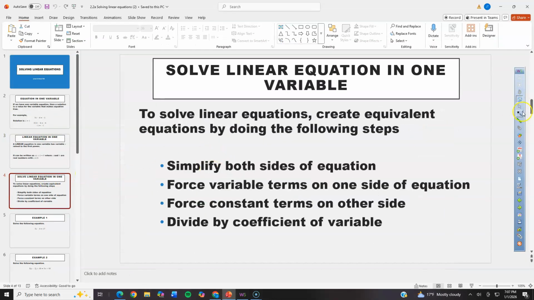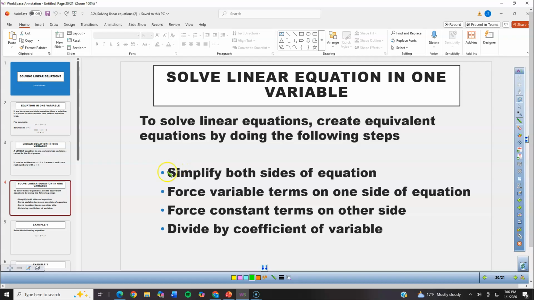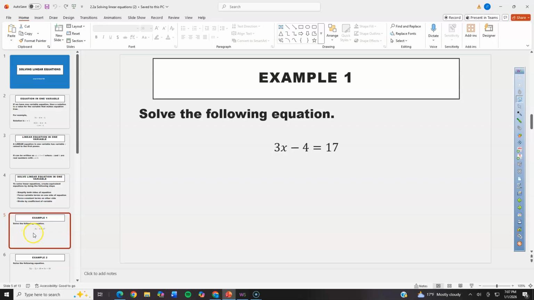So how do you solve these? It's easy as 1, 2, 5, 6, 9. No. First thing you're going to do is simplify both sides of the equation. You're going to force the variable terms to one side, force the constants to the other, divide by the coefficient. AKA, simplify, get all your similar terms on opposite sides, and then solve. And then you can plug it in and check. That's the nice thing about solving this, is you can always plug in and check. You can graph them and check as well. I don't know if I'm going to show you that today.